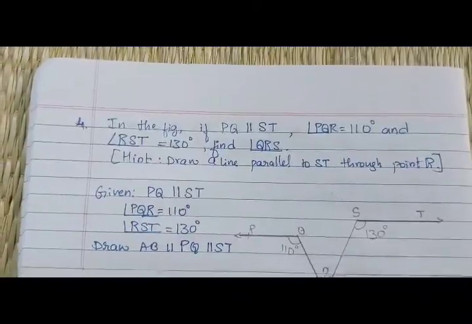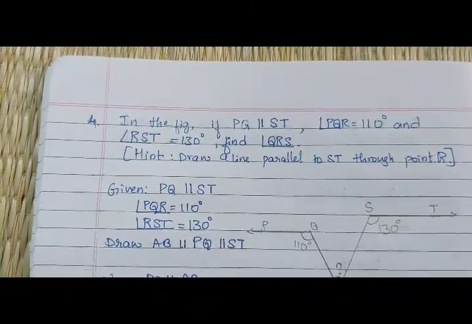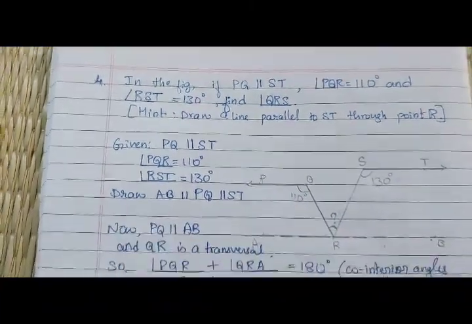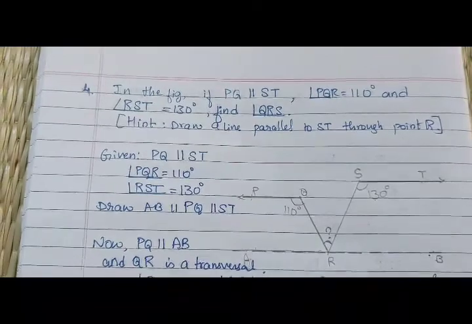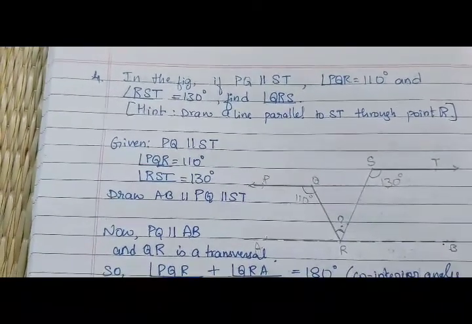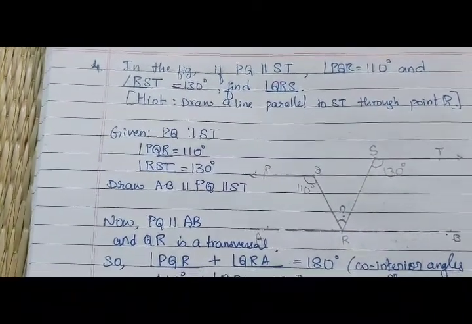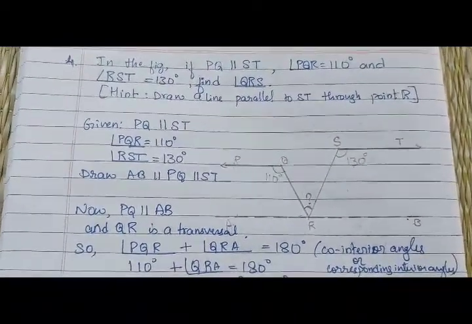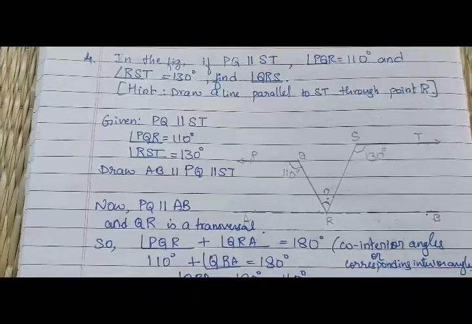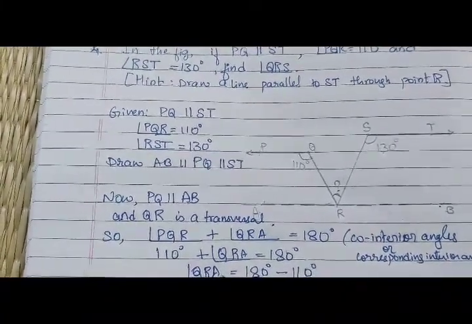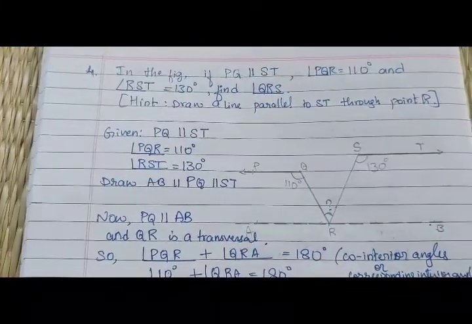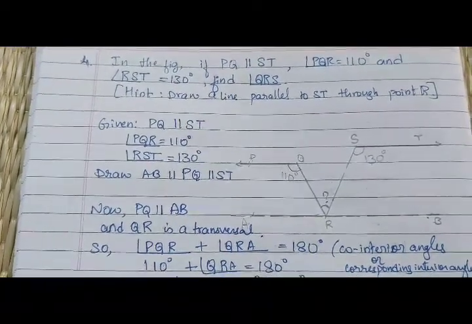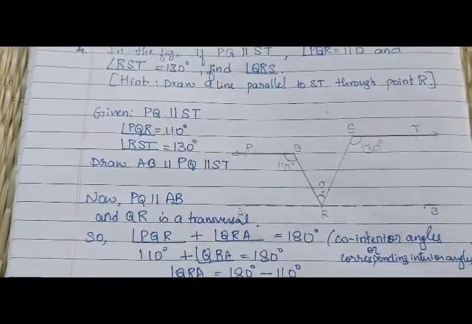In the figure, PQ is parallel to ST. Angle PQR is equal to 110 degrees and angle RST is equal to 130. Find angle QRS. The hint is: draw a line parallel to ST through point R. This is already given in the text. So given that PQ is parallel to ST, angle PQR is equal to 110 and RST is equal to 130.